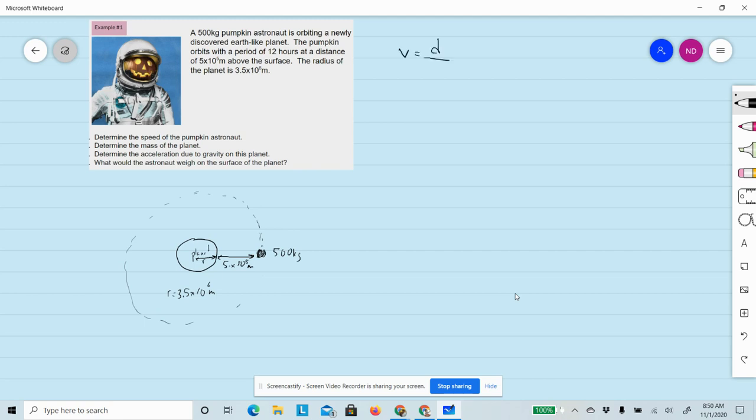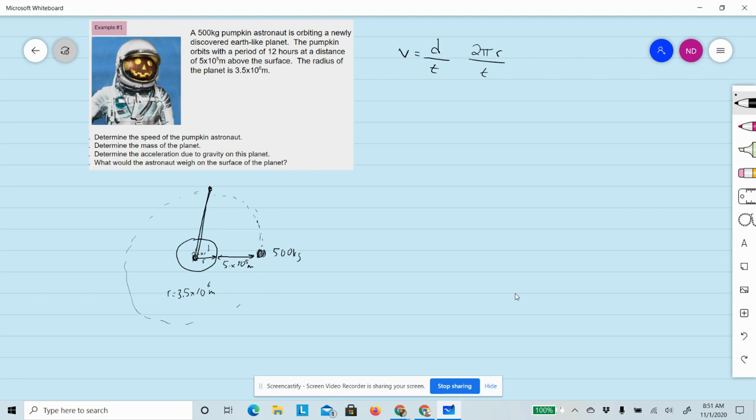Speed, velocity, is distance divided by time. Well, the distance this thing is going to go, right? He goes one complete revolution. One complete revolution would be the circumference of that circle. Circumference is 2 pi r divided by time. But the r is not really the radius of the planet or how far above. It's both.